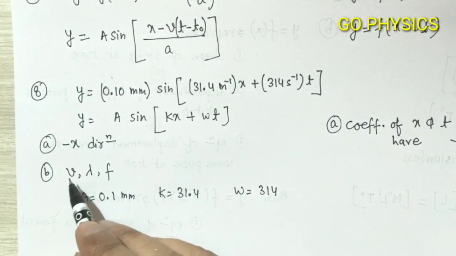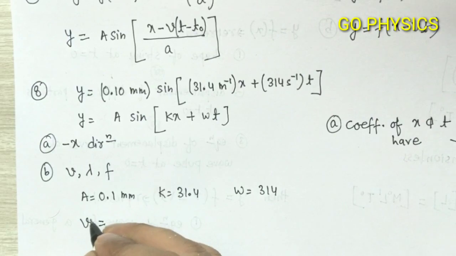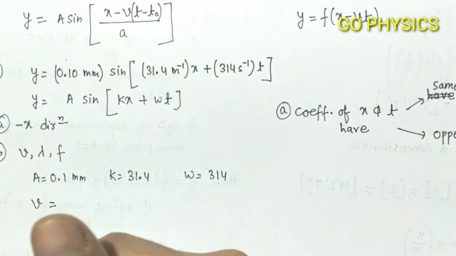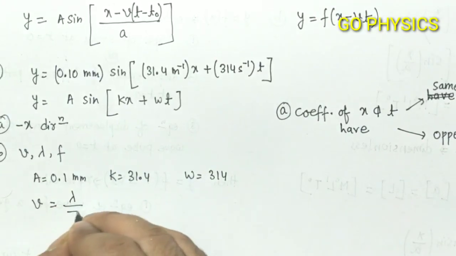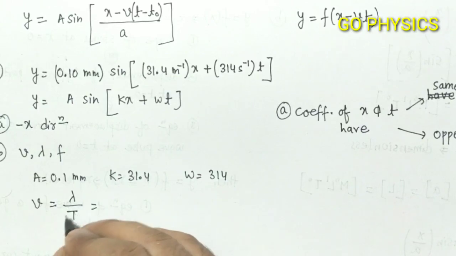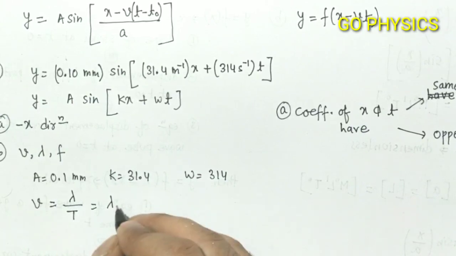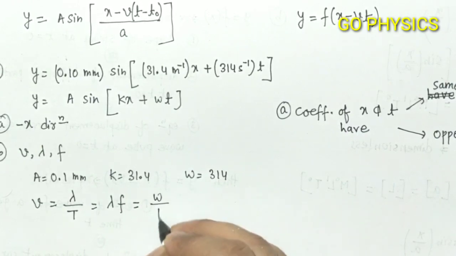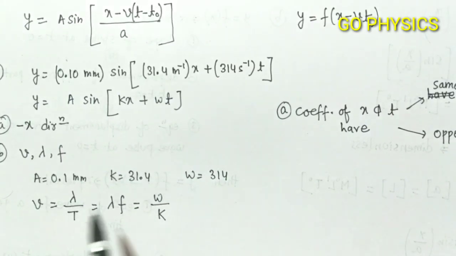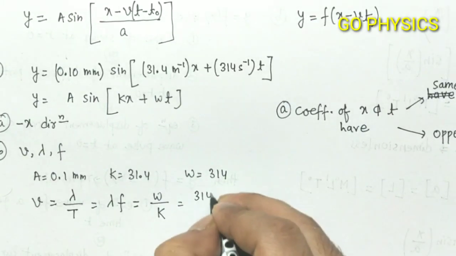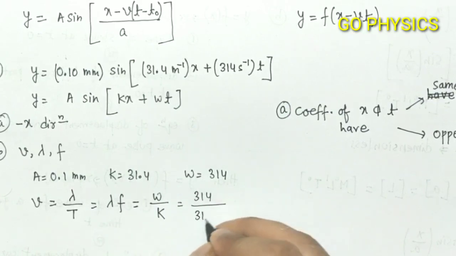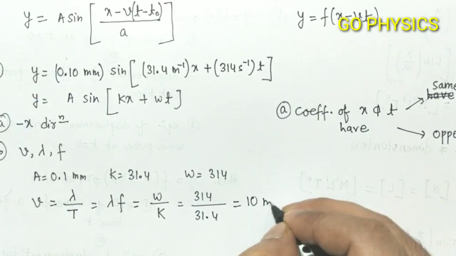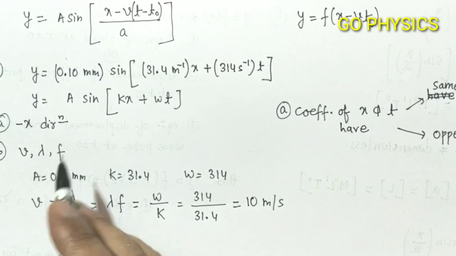First, they are asking the speed of the wave. The general formula to find the speed of the wave is distance by time, or wavelength over time period. If we substitute T = 1 by frequency, we can also write this as lambda times frequency, and this is also equal to omega by k. Now simply substitute the values: omega is 314 and k is 31.4. If we simplify this, it comes out to 10 meter per second.